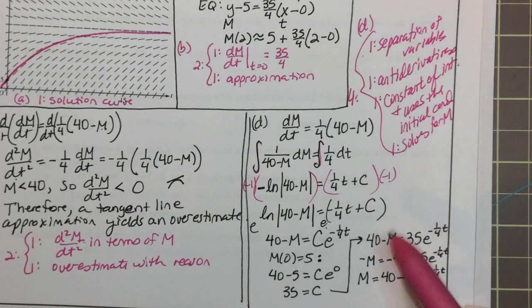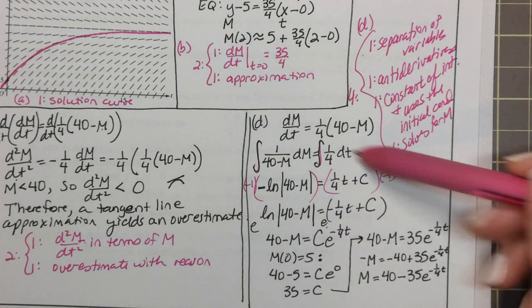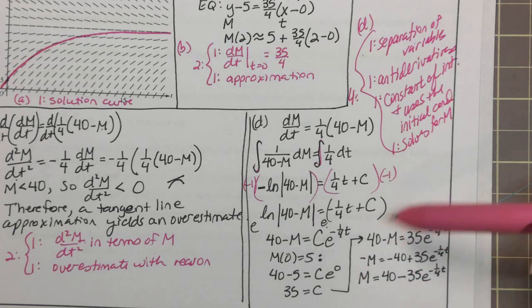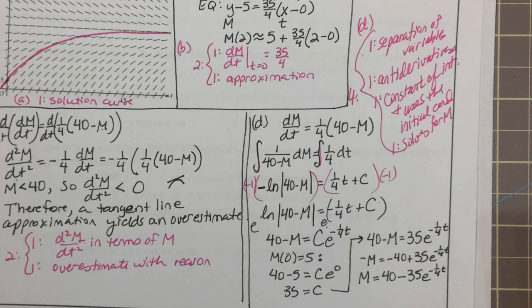Okay, little note. If you don't separate, you cannot get any of the 4 points. Also, if you don't put a plus C, at most you can get 2 of the 4 points. Okay? Alrighty, so that was that problem.